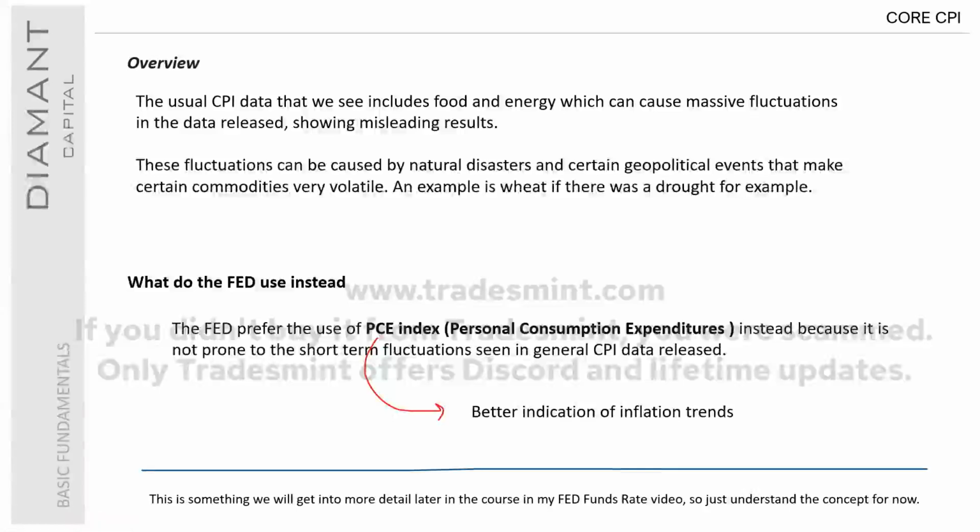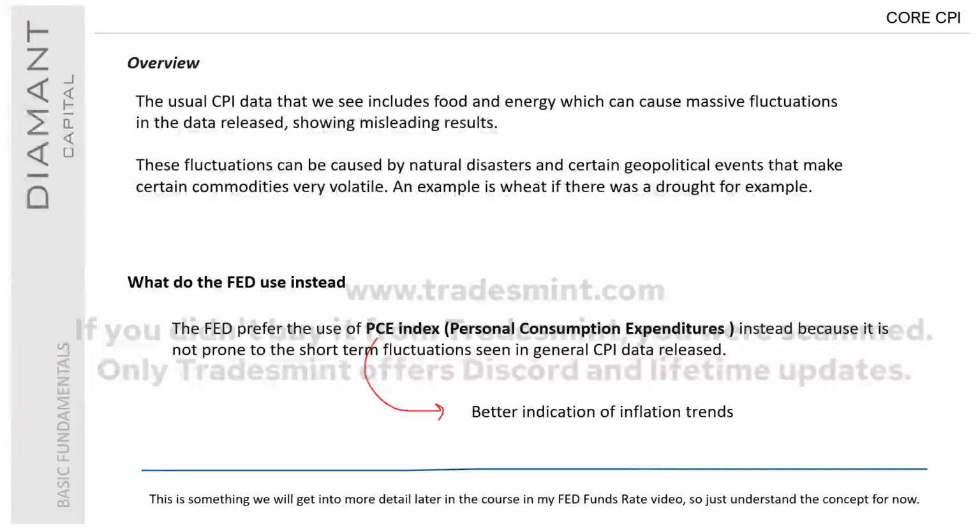The normal CPI includes food and energy, which can cause massive fluctuations in the data released, showing misleading results. Now, these fluctuations can be caused by natural disasters and certain geopolitical events that make certain commodities very volatile. As an example, if we look at wheat, if there was a drought, then of course the supply is going to be affected. Therefore, you might get massive fluctuations in the price.